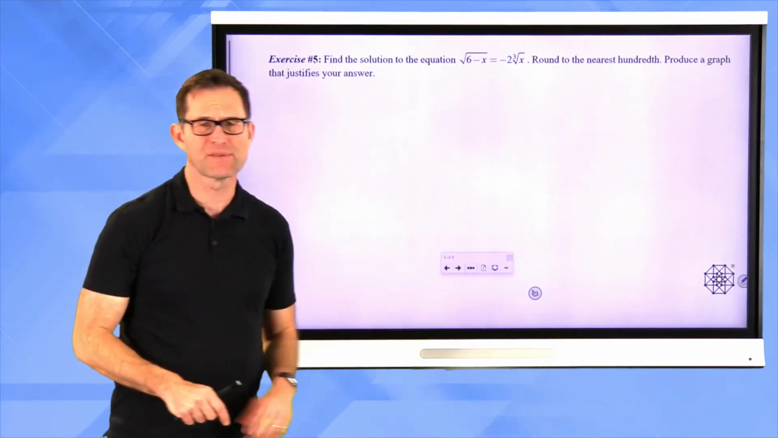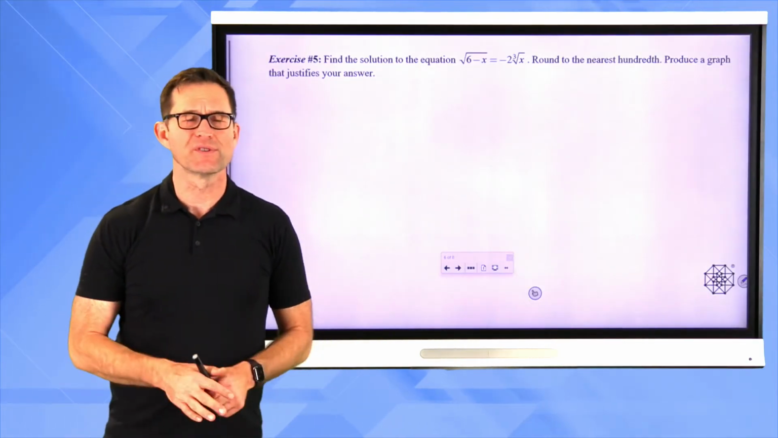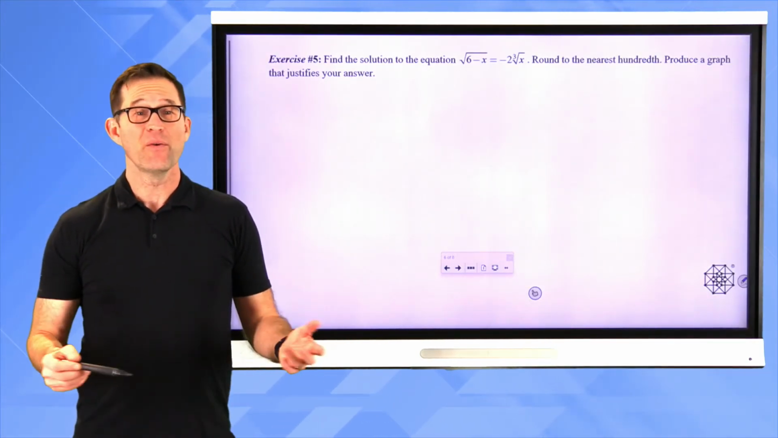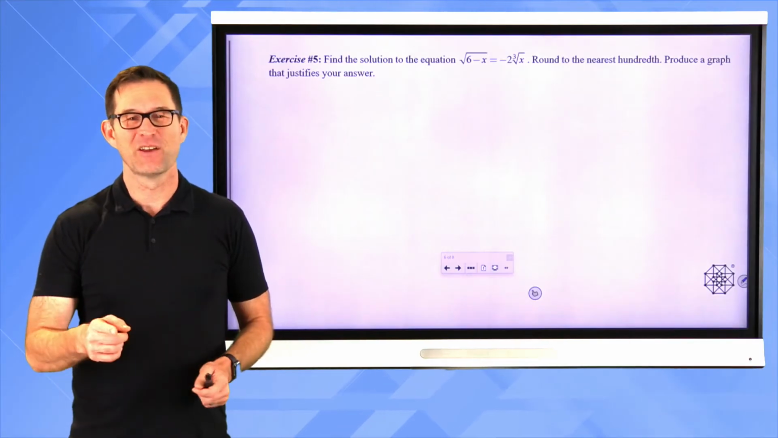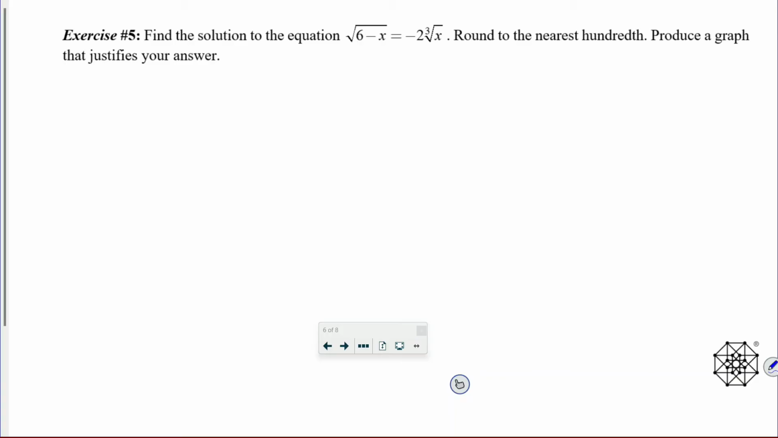Now, sometimes you're going to deal with cubed root and square root functions, and you don't have to just do it all by hand. Let's take a look at exercise number 5. Find the solution to the equation square root of 6 minus x equals -2 times the cubed root of x. Round to the nearest hundredth. Produce a graph that justifies your answer.